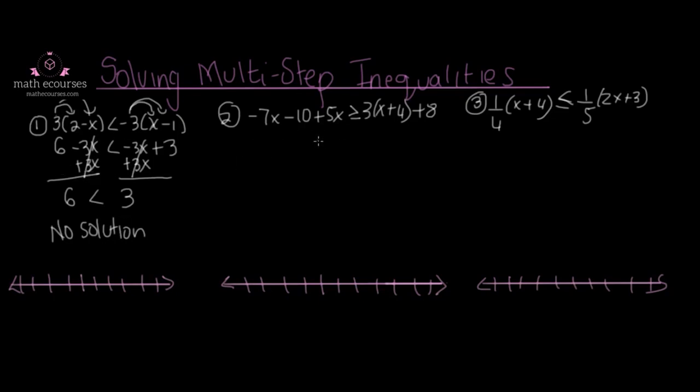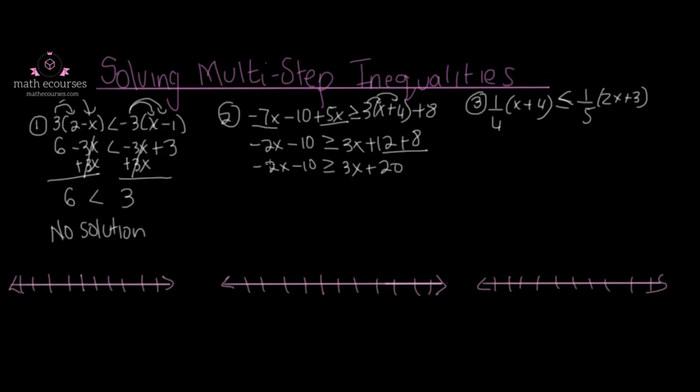For this problem, on the left side, I have like terms. Negative 7x plus 5x is negative 2x. And I'm going to drop down my 10. Distribute that 3. So I have 3 times x is 3x. 3 times 4 is 12. And then bring down the 8. I can't do anything on the left side, but on the right, I have these like terms that I can combine. 12 plus 8 is 20.